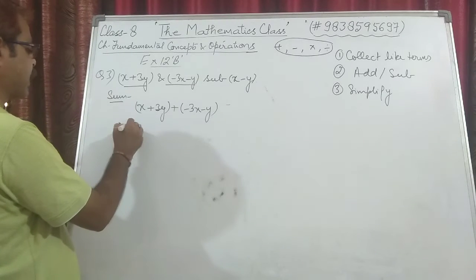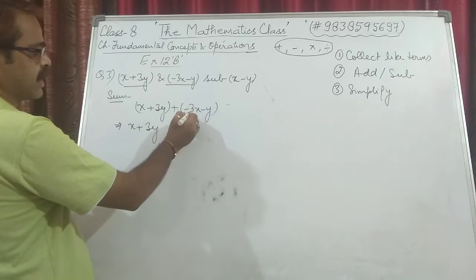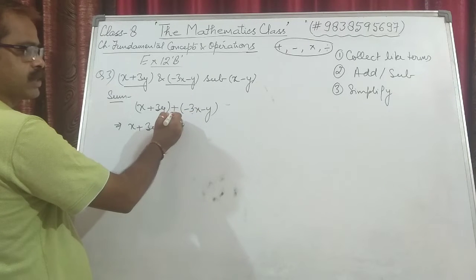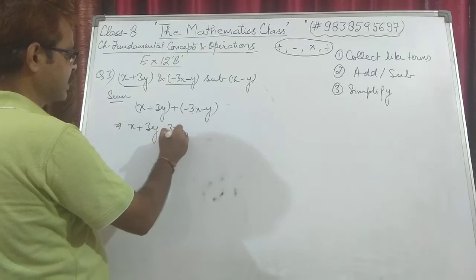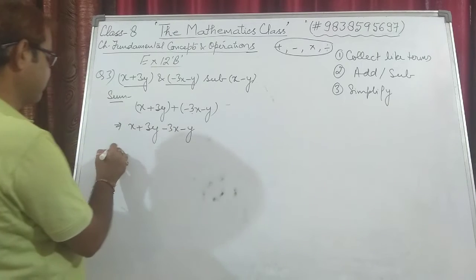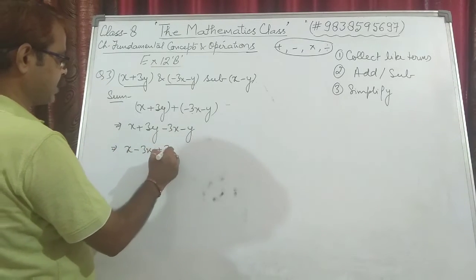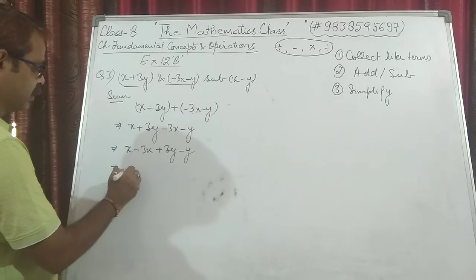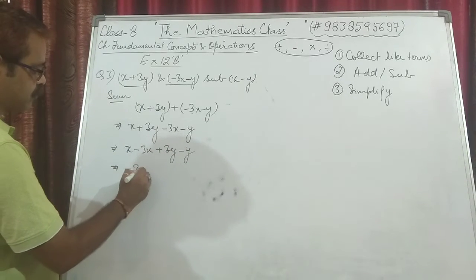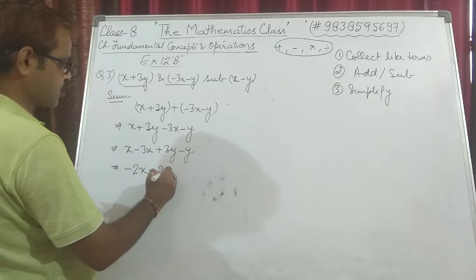When you open the bracket, it will be x plus 3y, and this will remain as it is, because outside there is a positive sign. So no conversion of sign. It will be minus 3x and minus y. When we take the like terms, it will be x minus 3x plus 3y minus y. X minus 3x will give us minus 2x, and 3y minus y will give you plus 2y.